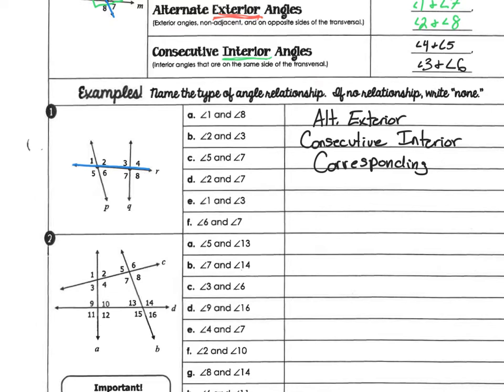Okay. Now D says 2 and 7. Are they both interior or exterior? Wait, 2 and 7? Yep. Interior. Interior, same side or opposite? Opposite. Opposite sides. Good. So that would be alternate. And we said interior. Okay. 1 and 3. Exterior and interior. Good. Okay, so are they corresponding? Are they in the same spot? Yeah. Good.